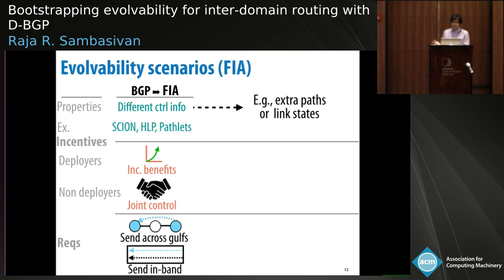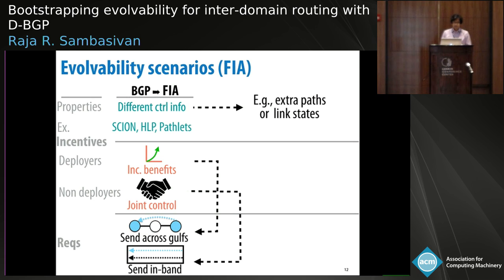ASs that aren't currently interested in deploying new protocols will not push back against their deployment if they're given joint control over routing decisions. So requirements follow from these incentives. These protocols' control information must be sent across gulfs to incentivize interested ASs. And in addition to avoiding data plane tunnels, these protocols' control information should be sent in band of the baseline to provide non-interested ASs some visibility and control. This would allow these ASs to understand what protocols are used on the paths they advertise, and perhaps filter paths that use buggy ones.